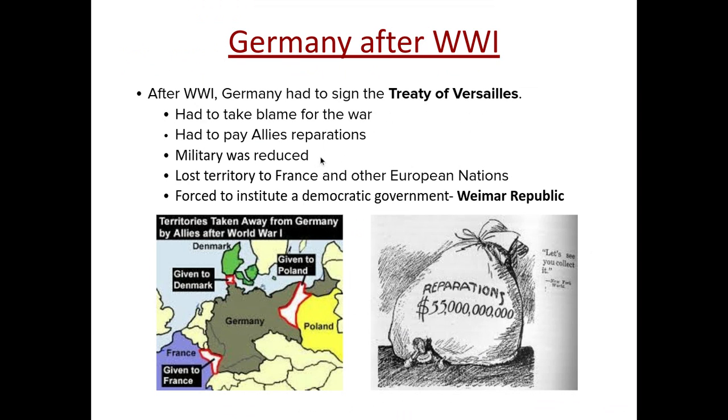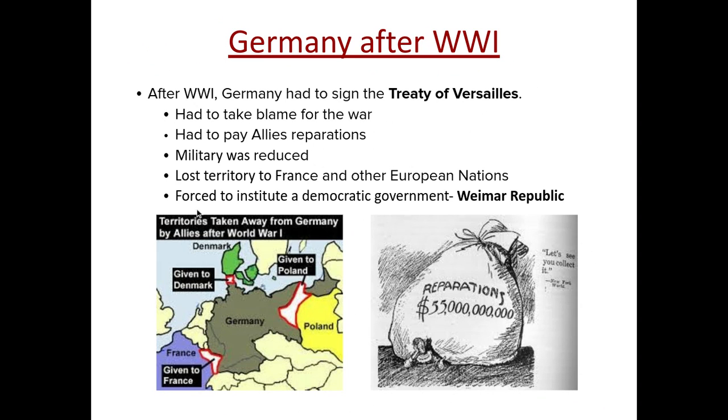Now, Germany's military will be reduced substantially. They won't be allowed to have an air force or anything along those lines after the First World War, and this is going to really hurt the feelings, if you will, and the national pride of the German people after the war, and that's going to be a major factor in Hitler's rise in the 1920s and 1930s.